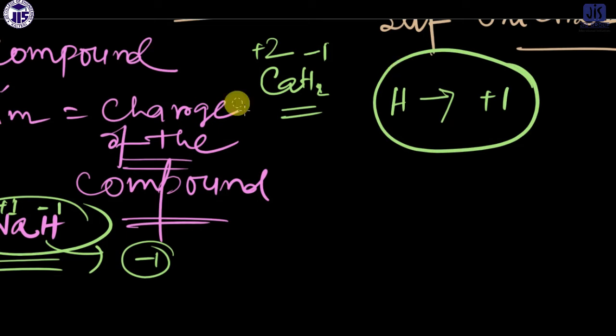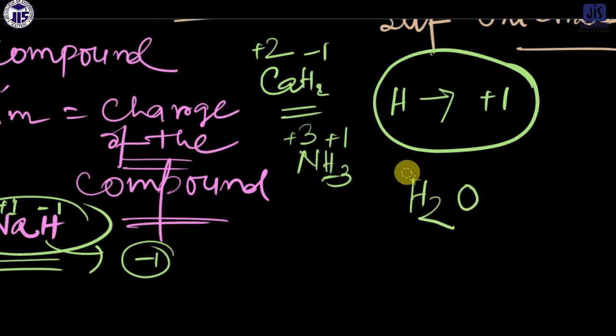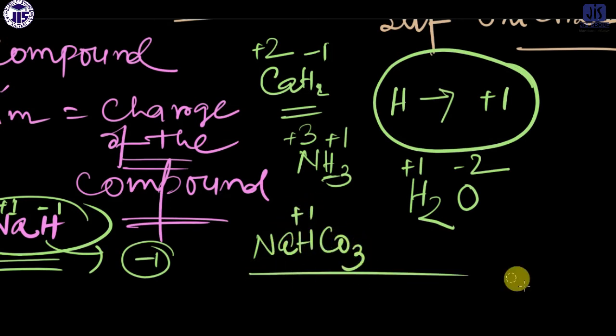I can give you many examples. If you take NH3, hydrogen will be +1, so for 3 hydrogens it will be +3. If you take H2O, hydrogen will be +1 and oxygen will be -2, because each hydrogen is +1 and 2 hydrogens are present. If it is NaHCO3, then hydrogen will be +1.